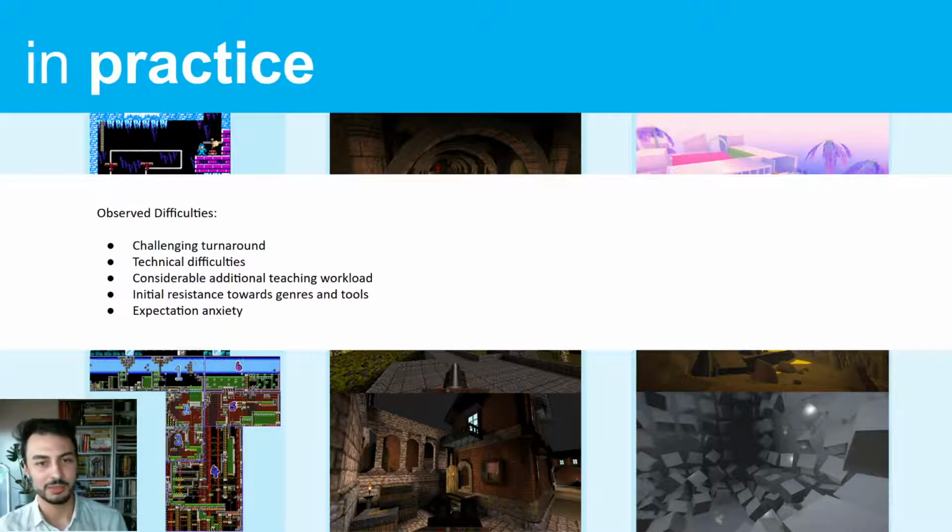In addition, there was a bit of resistance towards specific games and tools, especially Quake being visually unattractive and a first-person shooter. And there was also expressed anxiety from students that their work would not be at the standard of those level-making communities we would look at.